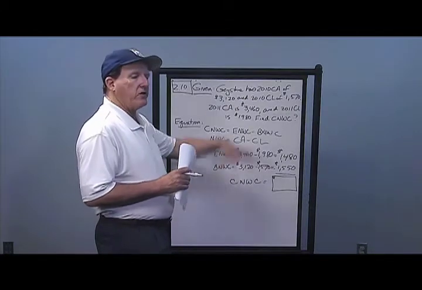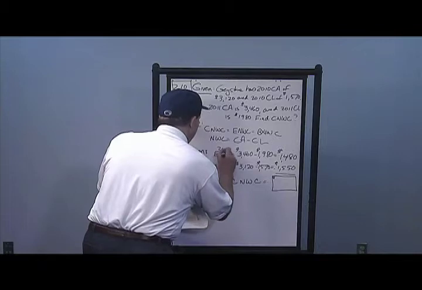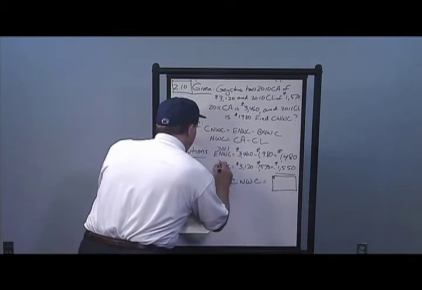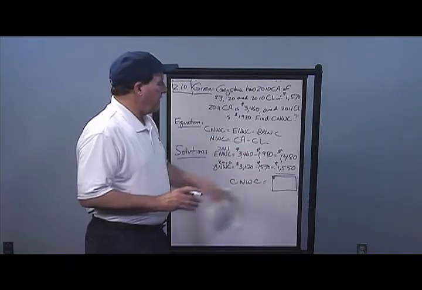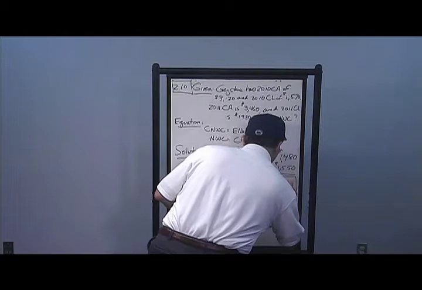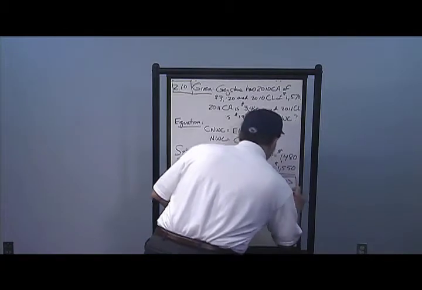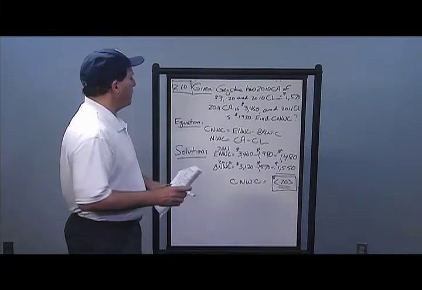Now I want to see the change between the 2 years, so I take the 2011 ending net working capital minus the 2010 beginning net working capital, 1480 minus 1550, and I get an answer of minus $70. Their change in net working capital is minus $70. That's the answer to problem number 10.